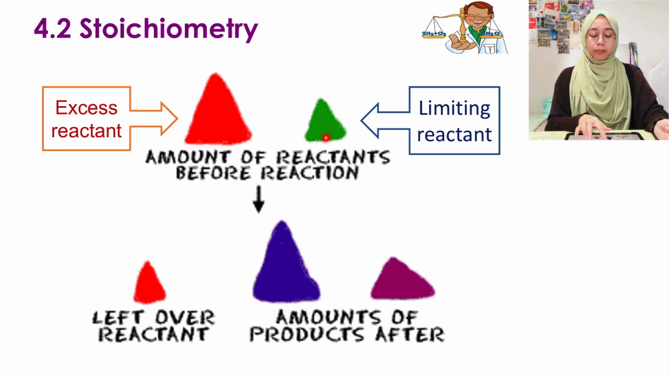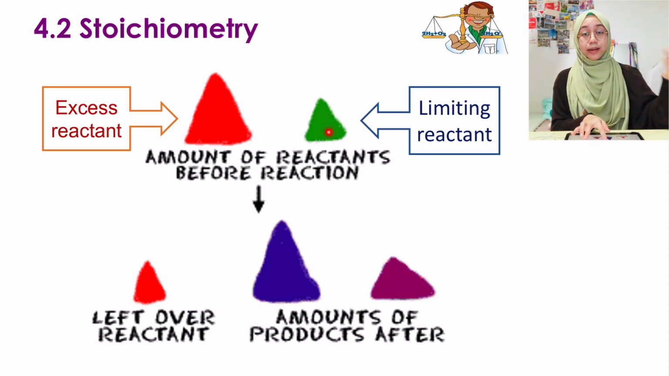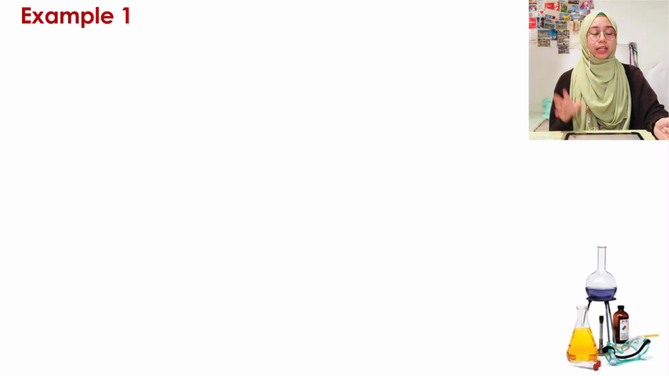By the time green ni habis, reaction will stop. Okay, so sebab merah ni dah tak ada green dah untuk dia react untuk hasilkan the product kan, so reaction akan stop lah dekat situ. Okay, so now kita nak tengok example lah. So how exactly kita nak determine limiting reactant in terms of chemistry pula. Okay, and then kita nak try kira sekarang lah.